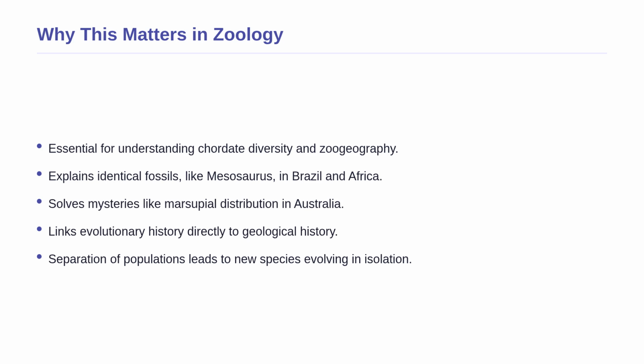It shows us that the evolutionary history of life on Earth is deeply tied to the geological history of the planet itself. When land masses moved, ancient animal populations were separated, leading to the evolution of entirely new species in isolation.